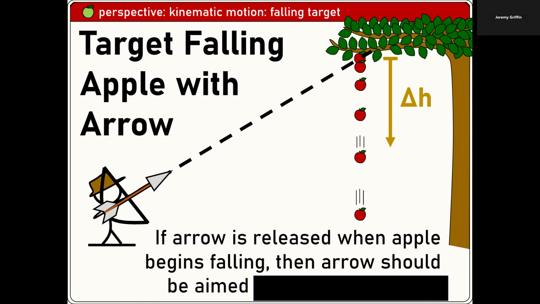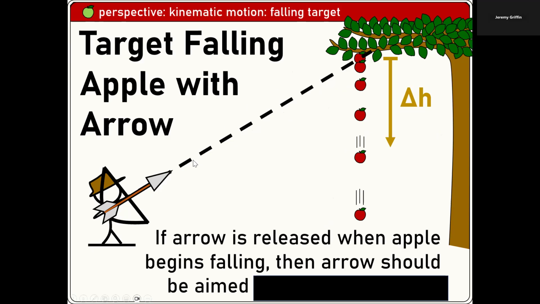Ooh. This is a fun one. I forget if we covered this in class, but suppose this guy's going to release the arrow at the exact same time the apple starts falling from the tree. And he wants to hit the apple with the arrow before it hits the ground. Right? Where should he aim? Above the apple, at the apple, or below the apple?